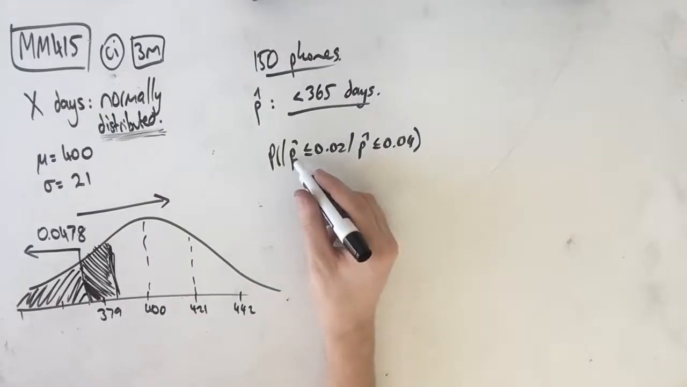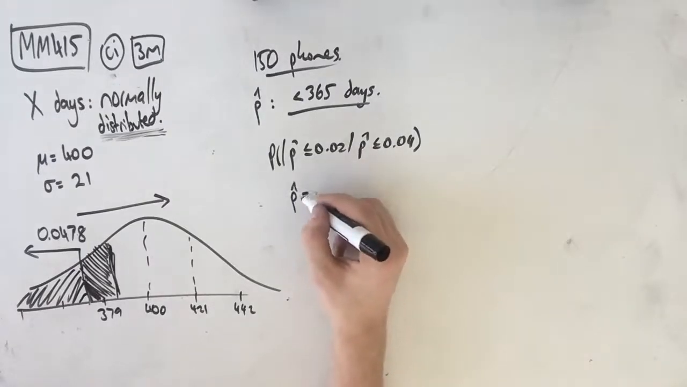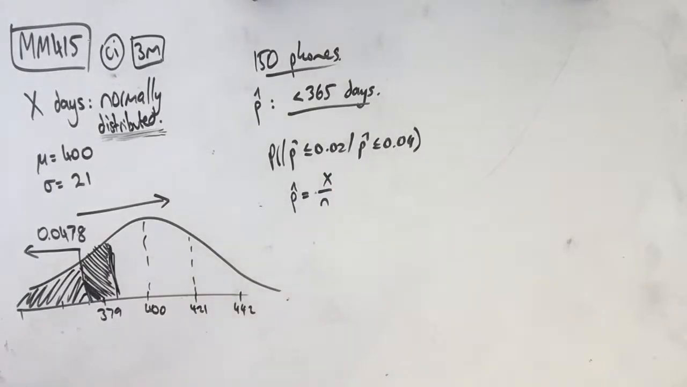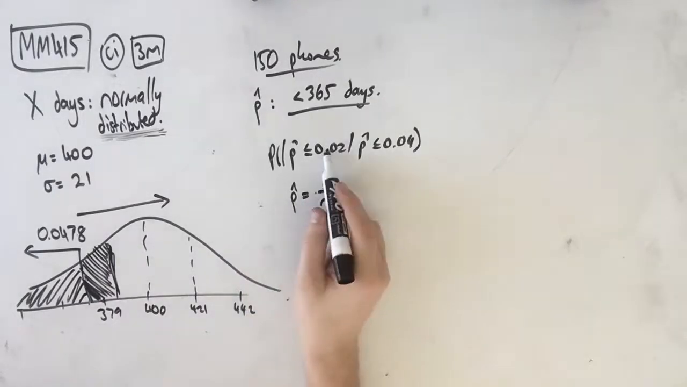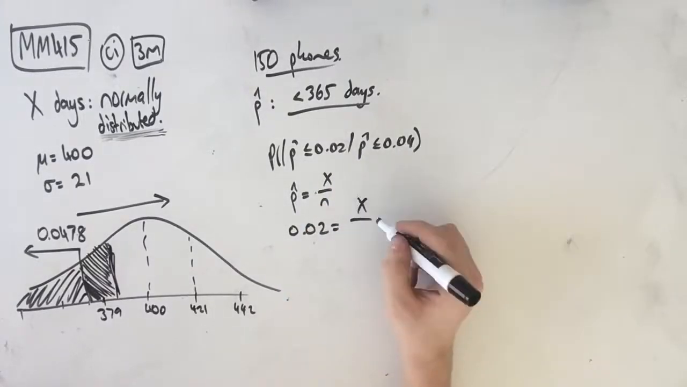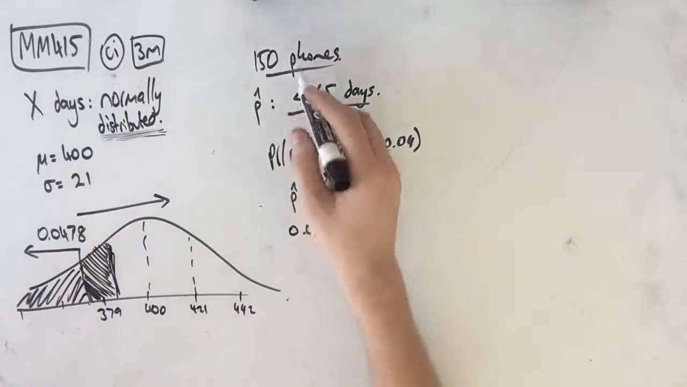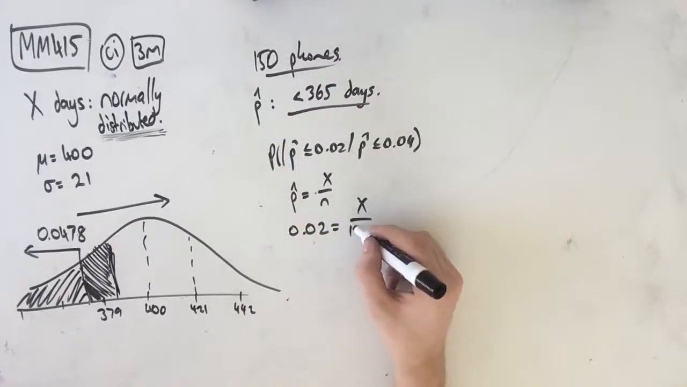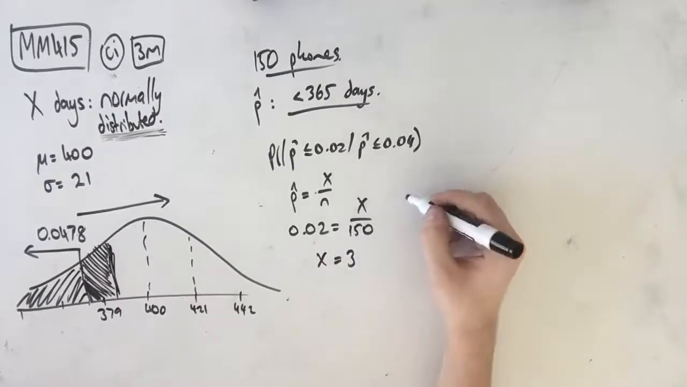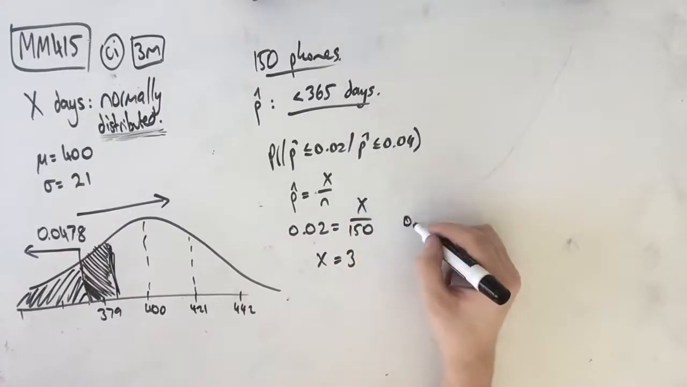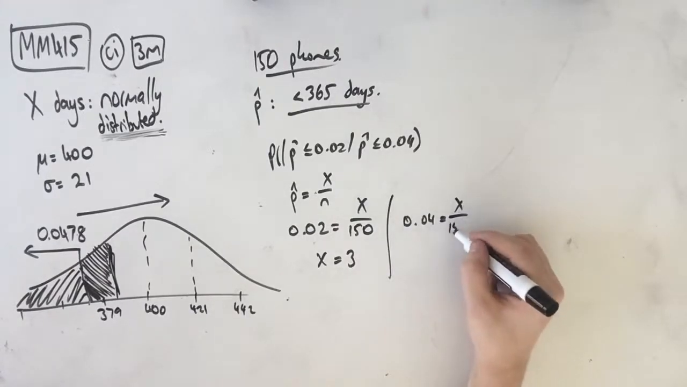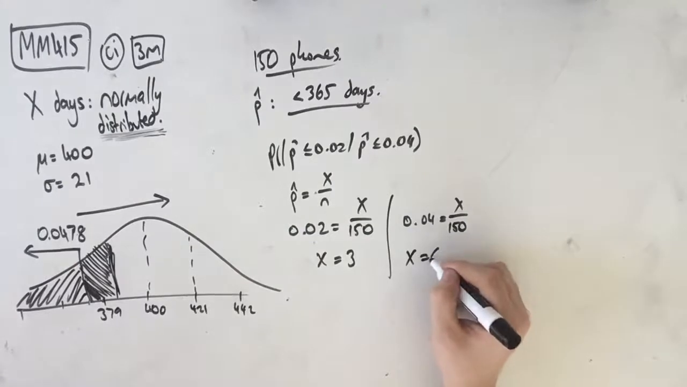So we need to change our p hat. So we know that p hat is equal to x over n, where x is our successful attempts and n is our total attempts or our total sample. Now we know that in this case p hat is 0.02. We don't know our x, that's what we're trying to find. We know that our n is our total sample space, which is 150, which means that x is equal to 3 in this case. And in our 0.04 equals x over 150 again, which means that x is equal to 6 here.